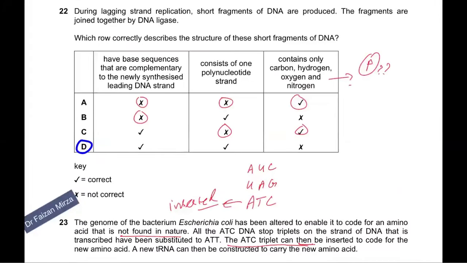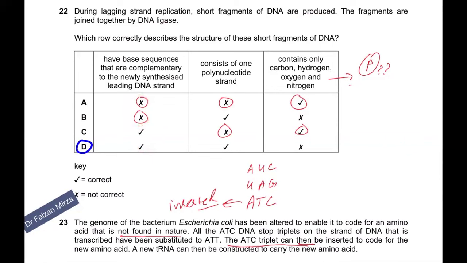During lagging strand replication, short fragments of DNA are produced. The fragments are joined together by DNA ligase. We know that basically is caused by the enzyme DNA ligase. Okazaki fragments are joined together, which should correctly describe the structure of these short DNA fragments. Have base sequences that are complementary to the newly made leading strand? Yes, that's correct. So A and B cannot be the answer. Either the answer is C or D.